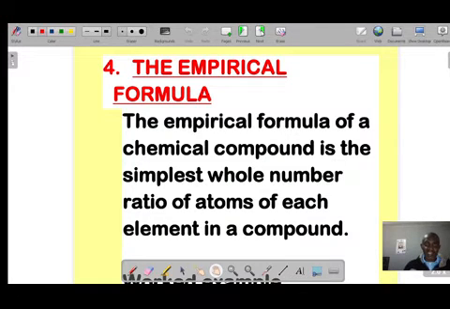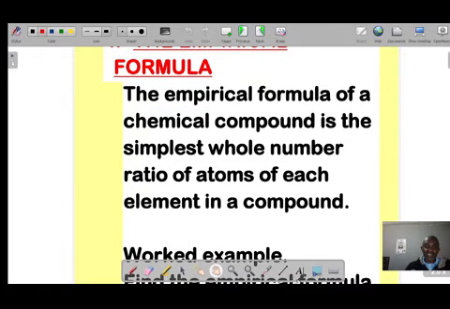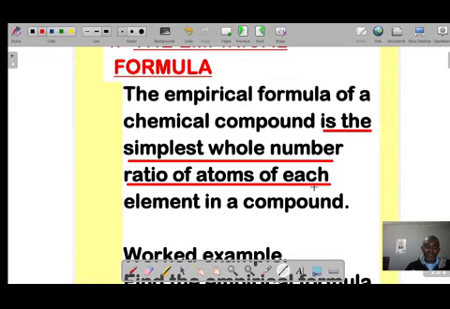Now, having looked at the percentage compositions, we can now look at the empirical formula of a chemical compound, which is the simplest whole number ratio of atoms of each element in a compound. If they say define empirical formula, you say it is what? You say that it is the simplest whole number ratio of atoms of each element in a compound or a molecule.